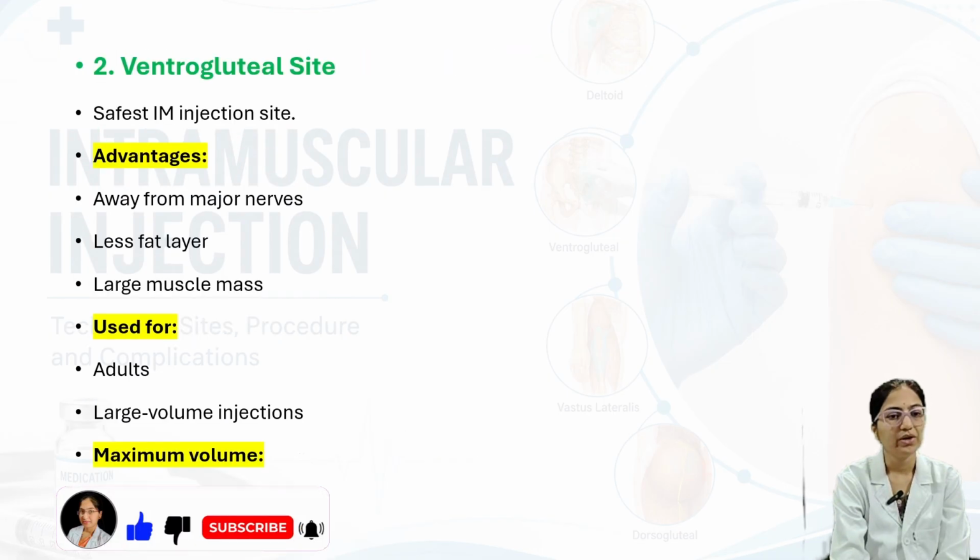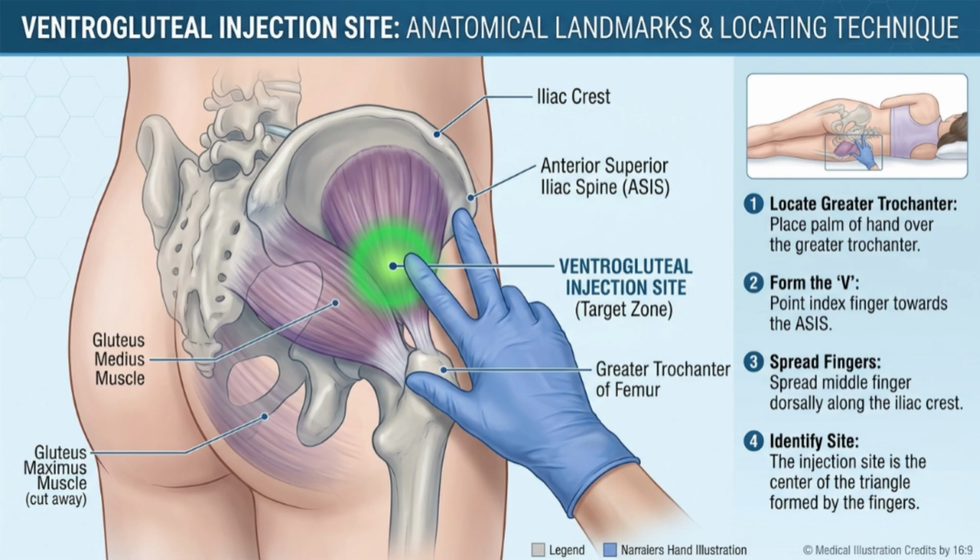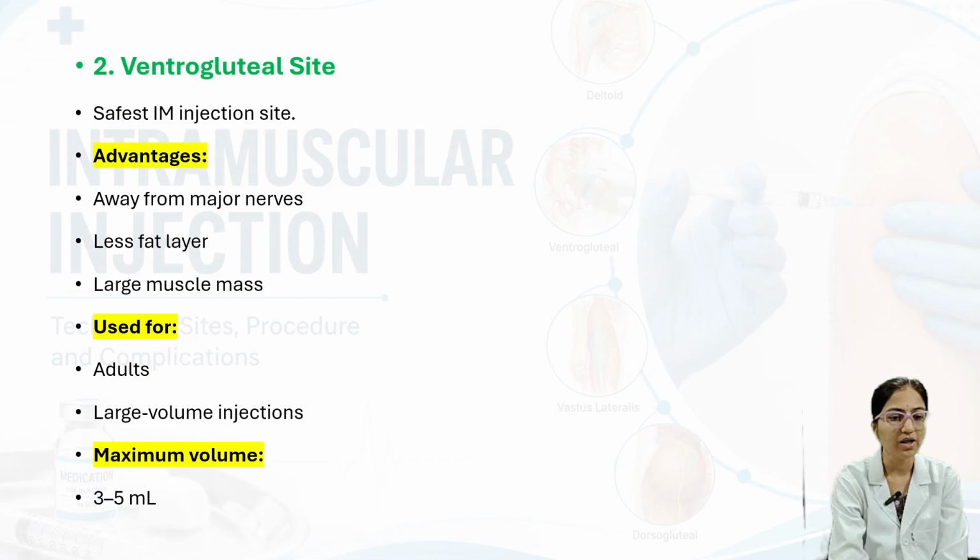Next, we'll see the ventrogluteal site. It's the safest IM injection site. The advantages are that it is away from major nerves, has a less fat layer, and a large muscle mass, and it is used for adults and large volume injections. The maximum volume is 3 to 5 ml. This is all about the ventrogluteal site.